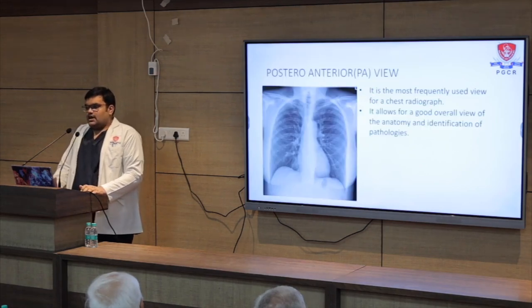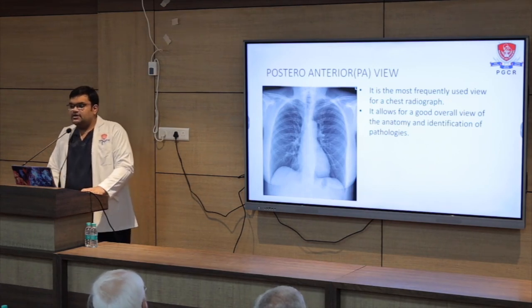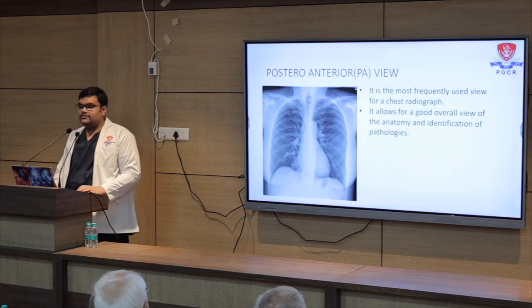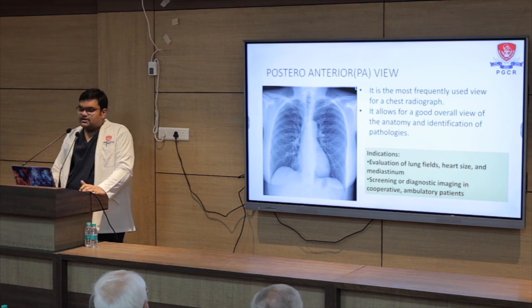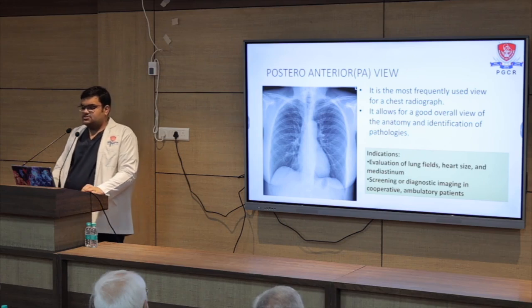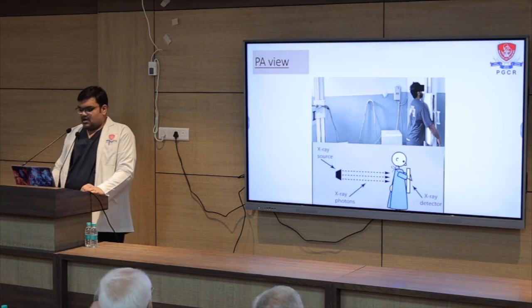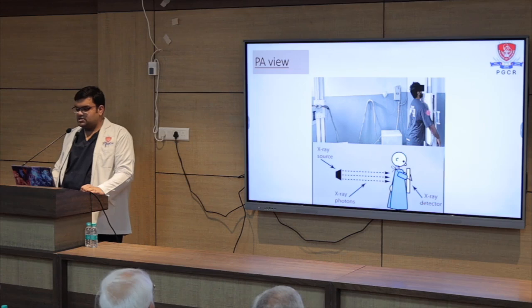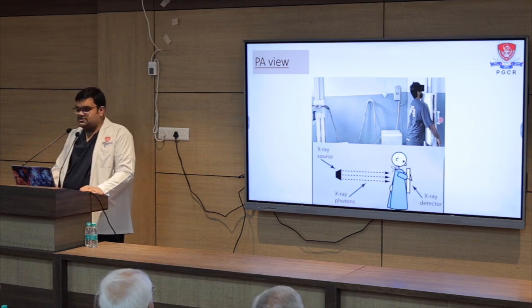Moving on to the posterior anterior view, it is the most frequently used view for a chest radiograph. It allows for a good overall view of the anatomy and identification of pathologies. Indications are that it's used for the evaluation of lung fields, the heart size, and the mediastinum, and for screening or diagnostic imaging in cooperative and ambulatory patients. The detector is placed against the anterior chest wall, chin up, with the shoulders rotated forwards and pressed downwards in contact with the detector to displace the scapula from the lung fields. Exposure is made on full inspiration and centering is over the T5 vertebra.